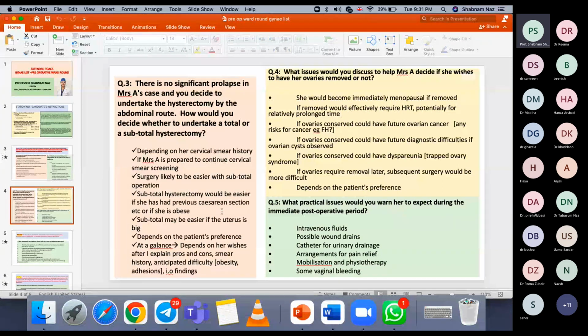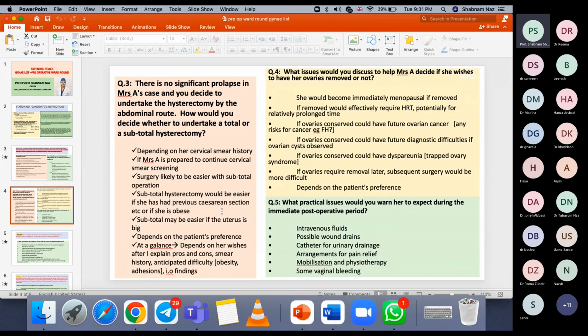That depends upon the patient's wishes, the patient's preference, and I would explain to her the pros and cons. If the patient is willing for subtotal, okay, good. It also depends upon her cervical smear history. If there is an abnormal smear, then you have to remove the cervix and go for total hysterectomy. But if the smear is normal and she is willing to continue cervical smear screening, you can go for subtotal hysterectomy.